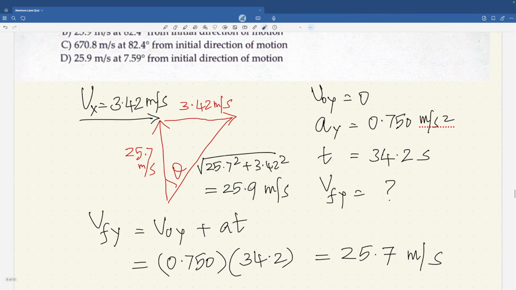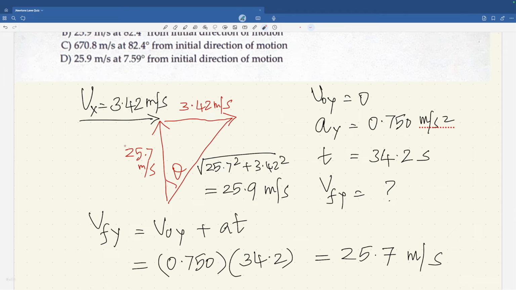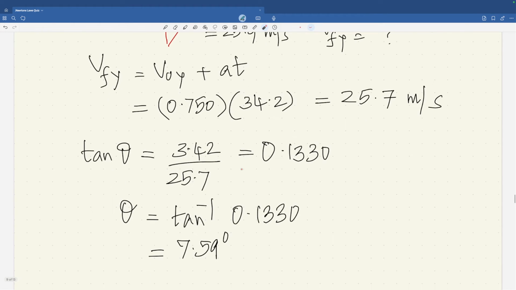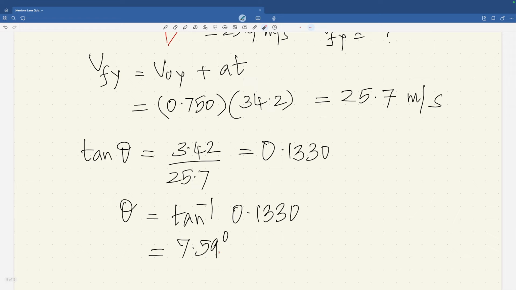Once you get it, you can complete the triangle. Now we know the y velocity is 25.7. The x is 3.42. And how do you find the magnitude? Square both of them, add them, take the square root, which when you do, you get 25.7 meter per second. And to find the angle, tan theta is opposite by adjacent. So do that and you get the number, take the tan inverse, and you get the angle, 7.59 degrees. That's how you do that.